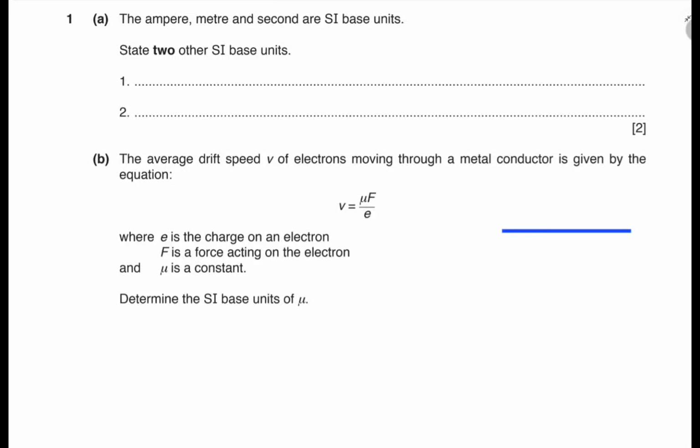The amp, meter, and second are SI base units. State 2 are the SI base units. All right, so you need to remember that we have 7 base quantities, and these include current, whose base unit is the amp. We also have distance, which has meters as its base unit. Another base quantity is time, which has its units as seconds.